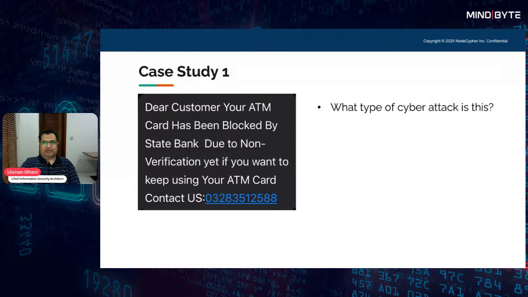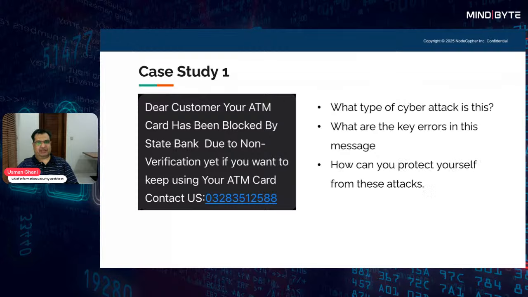Good one. Phone number. So the first question was, what type of cyber attack is this? This is basically a phishing attack where somebody sends you a message, and most of the phishing attacks have key errors you can identify. What kind of errors were there, and how can you protect yourself from these attacks? Again, it's to train yourself to understand that these types of messages most probably are going to contain some kind of malware or some sort of phishing attack, and you need to be prepared for that.